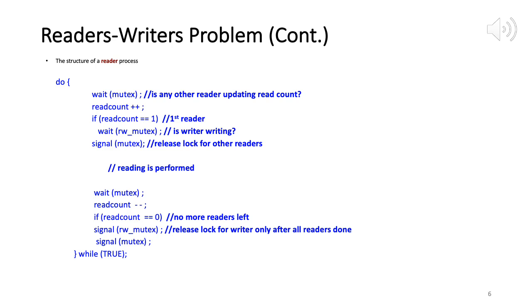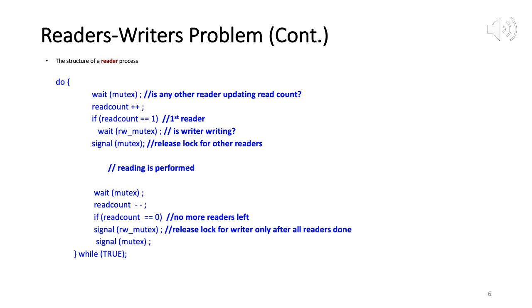And then lower down we see if read count is equal to 0, no more readers left, then release the lock for the writer, only after all readers are done. So in this way we can synchronize both readers and writers. In the next slide we'll see some scenarios, and go through this code to see if it works for all of them. Because the whole process is dynamic, we don't know in what order the readers and writers will come.